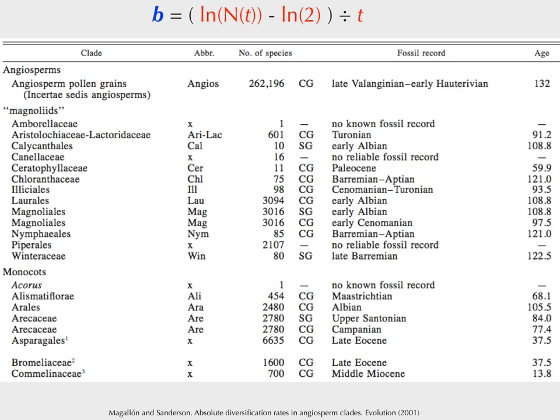So here's a case by Mike Young and Sanderson. They took a bunch of plant groups and counted up the number of species in them, figured out their age, and then used this equation to figure out the diversification rate. This CG versus SG is crown group versus stem group.